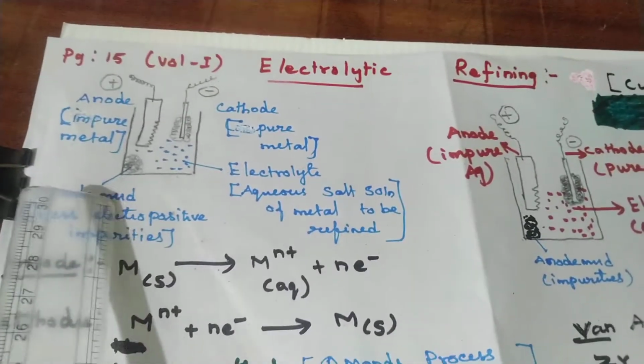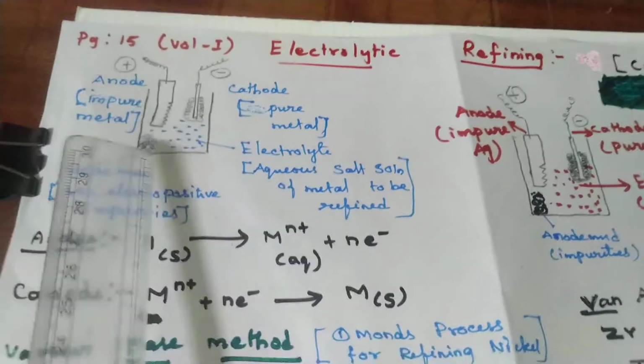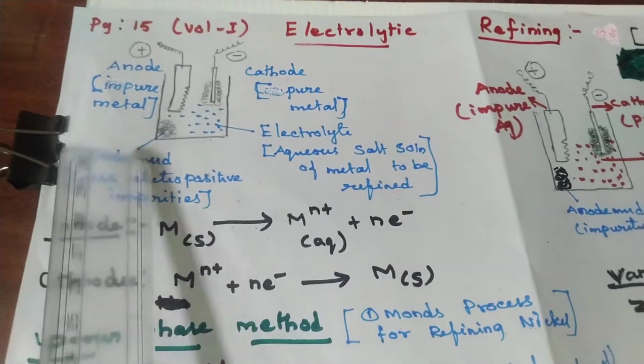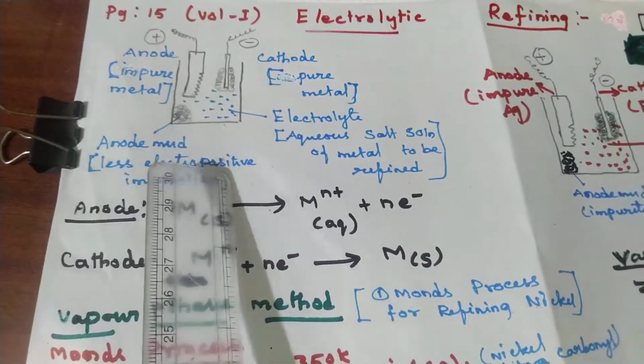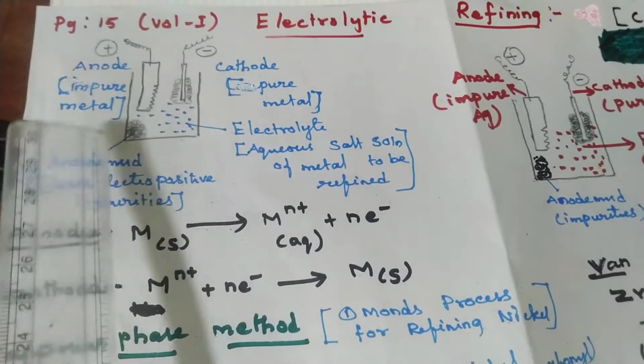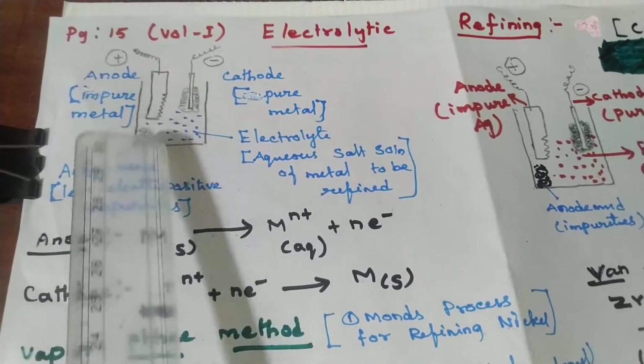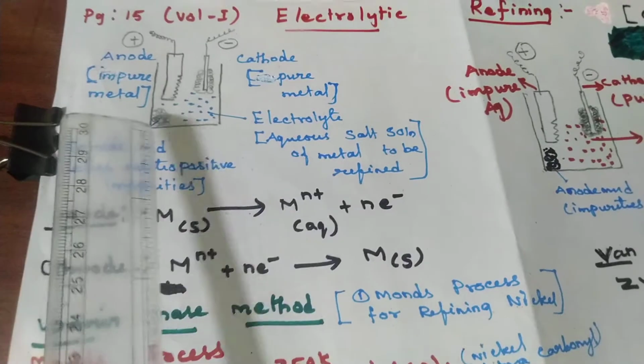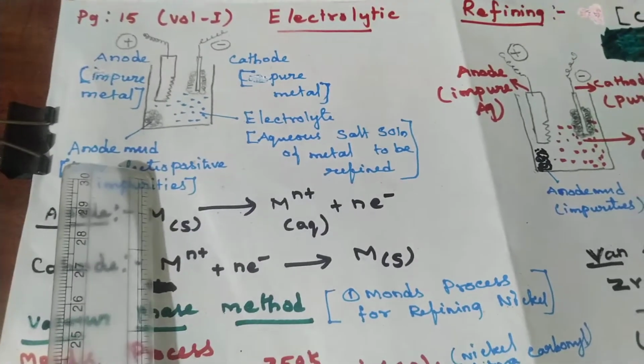And near the anode, the impurities settle down. Therefore, it is called anode mud. Which are the impurities? Less electropositive impurities. If they are present along with the metal, then they settle near the anode. Therefore, it is called anode mud.